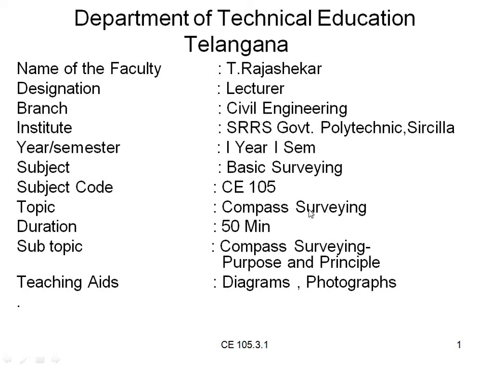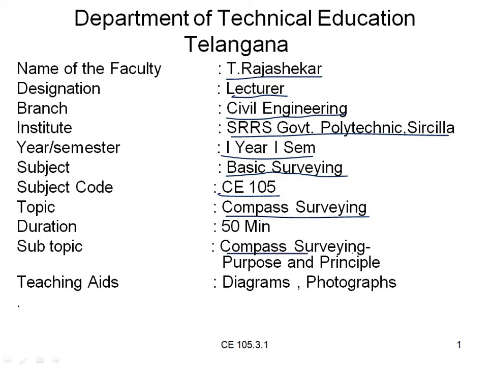So today we are going to discuss a new topic from the chapter Compass Surveying, and the subject name is Basic Surveying. This subject is for the first year first semester students of Diploma in Civil Engineering. My name is T. Rajshekar, working as a lecturer in Civil Engineering in SRS Government Polytechnic Sircilla, and the subject code is CE105. So let us see the topic regarding compass surveying, its purpose and its principle.